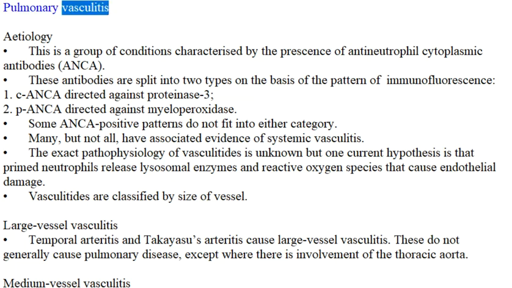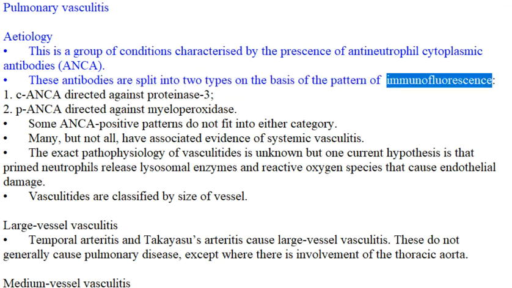Pulmonary vasculitis. Etiology. This is a group of conditions characterized by the presence of antineutrophil cytoplasmic antibodies, ANCA. These antibodies are split into two types on the basis of the pattern of immunofluorescence.